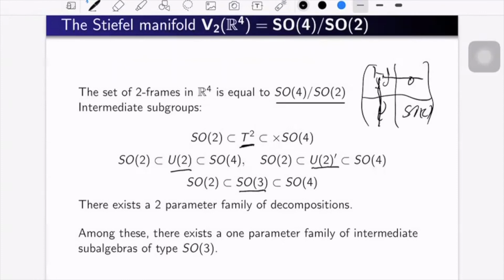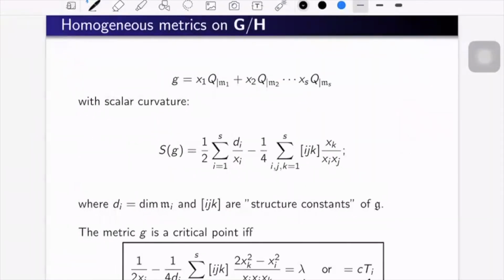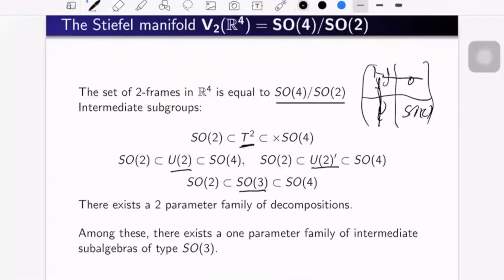Now what makes this example more interesting, more complicated, is that the decomposition is not unique. So the formula that we have here is not sufficient to understand the function. This is too simple, so to say. I have a family of these diagonal metrics, as I call them, for each decomposition. If I were to write down the general formula for the scalar curvature without fixing a decomposition, it would become horribly complicated. So I have a 2-parameter family of decompositions.